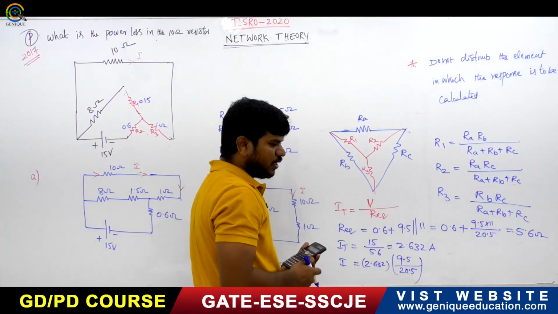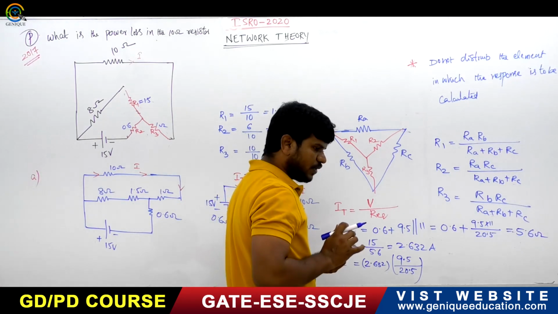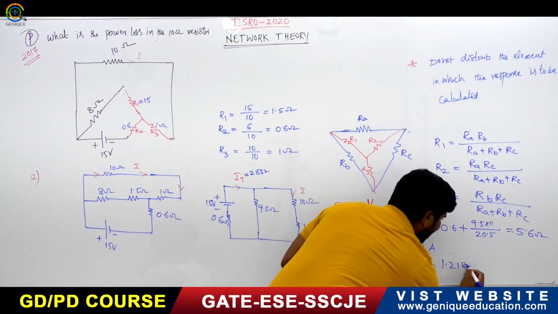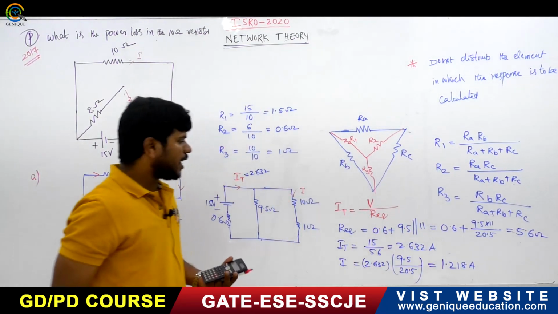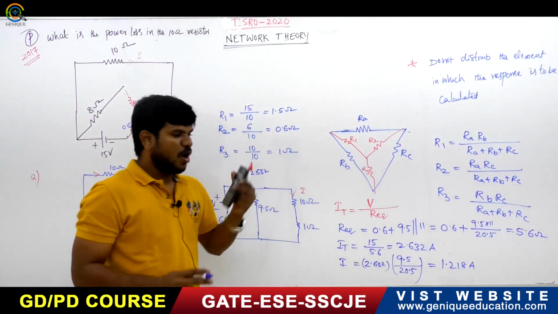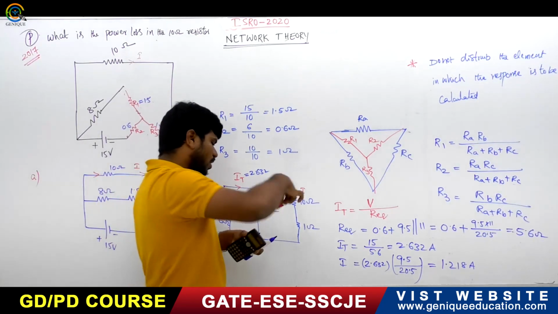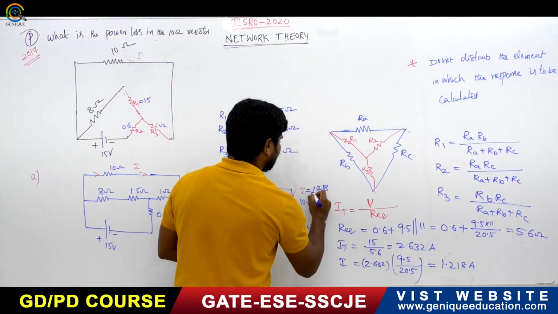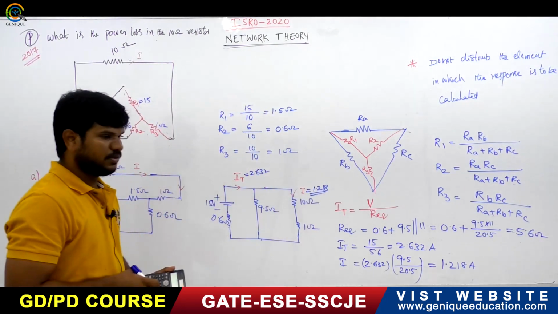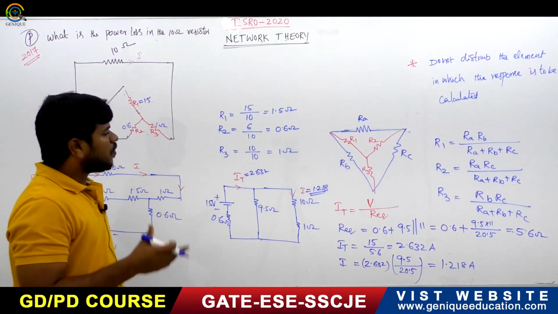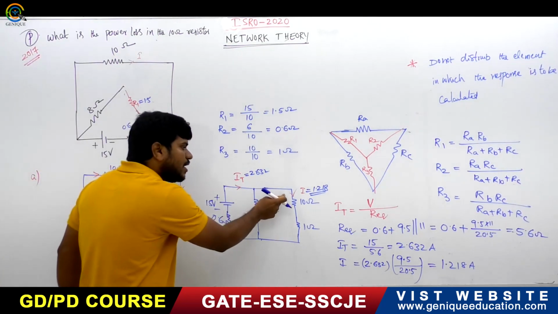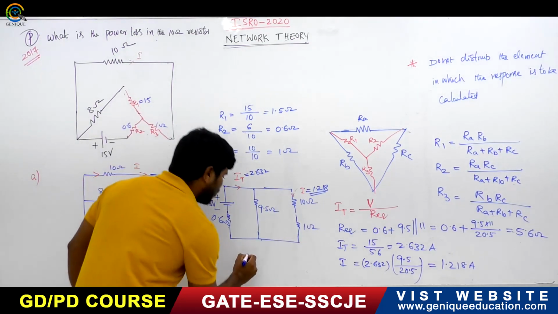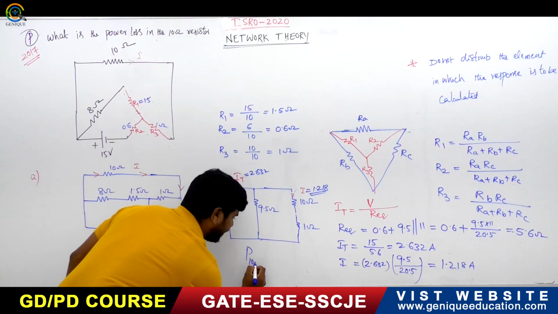Here the current you get is 1.218 amperes. This is the current in this branch, 1.218. Now what do you have to find? I have to find the power dissipated by this 10 ohm resistor.